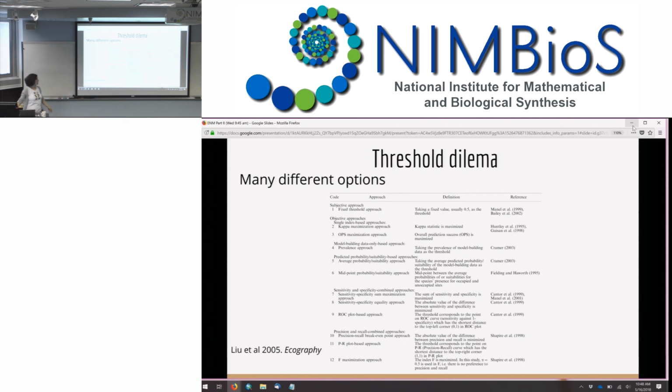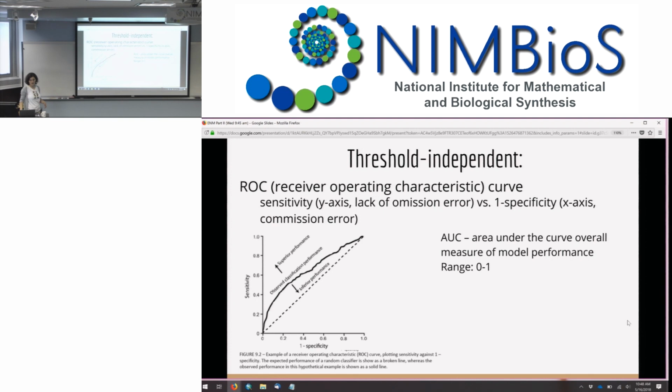So there are many options here, and some of these may be better suited for your question and data than the simple approach: I want all my training data to be predicted present. Questions? Okay, so that's threshold dependent, meaning I have a continuous model output, a map of potential distribution that has lots of values, and then I threshold that model.